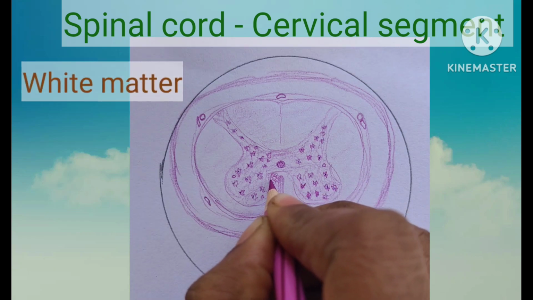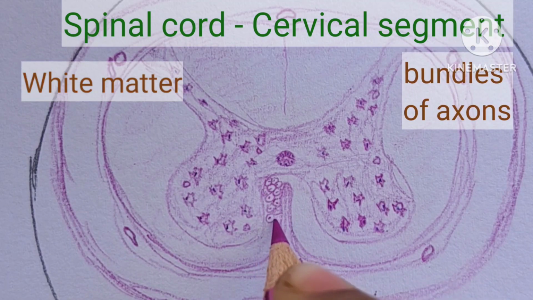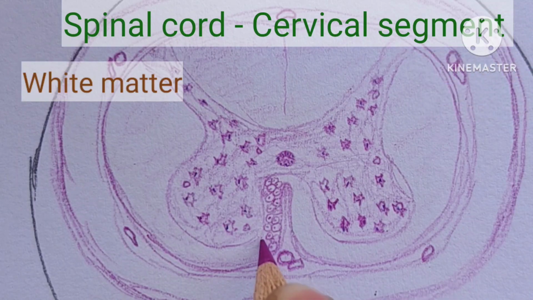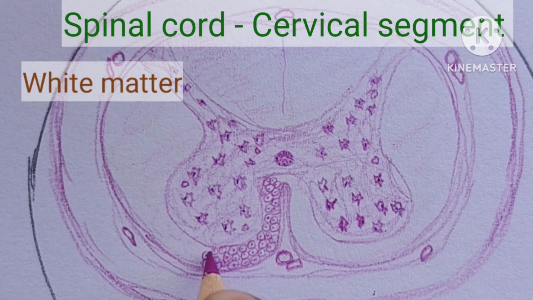Now coming to the white matter. The white matter is divided into three parts: the anterior funiculus, which is in front of the ventral horn, the lateral funiculus between the ventral and dorsal horn, and the posterior funiculus behind the dorsal horn. The white matter contains bundles of axons which form the tracts. It contains both ascending and descending tracts.